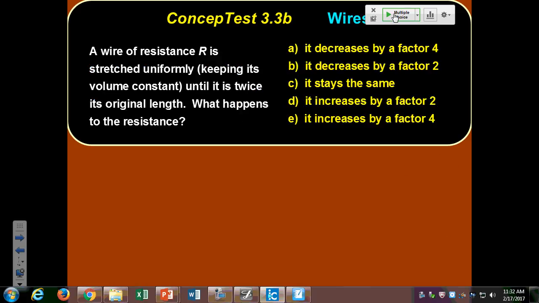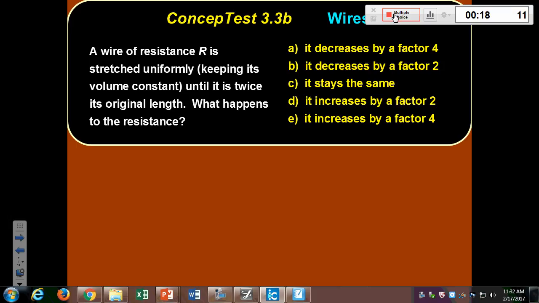All right. I like this one. This is interesting. So I have a wire of resistance R, and it's stretched uniformly. That means that the volume of the wire is constant. So it's like you start with a wire that's like this, and then you stretch it out, and it gets longer and thinner at the same time.